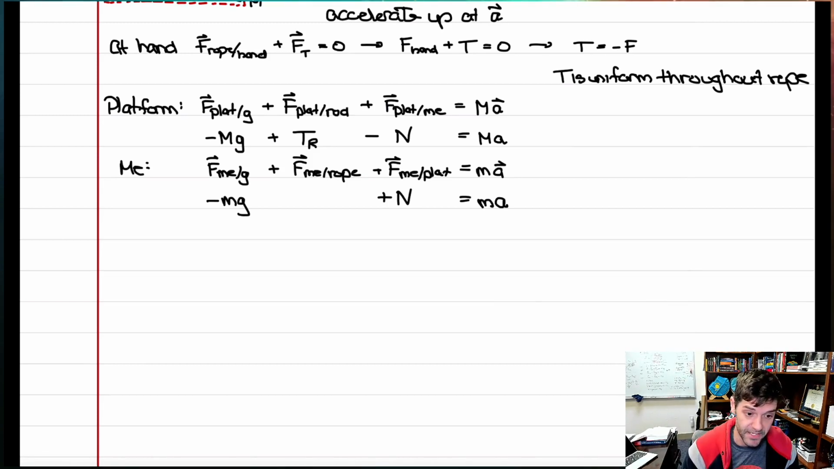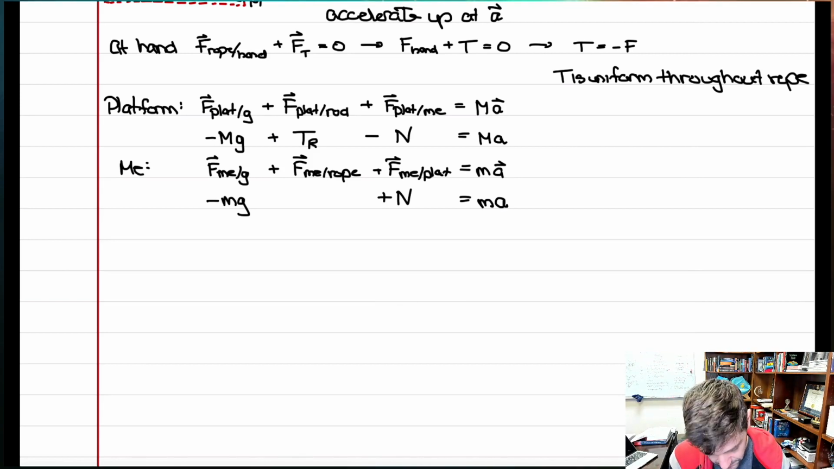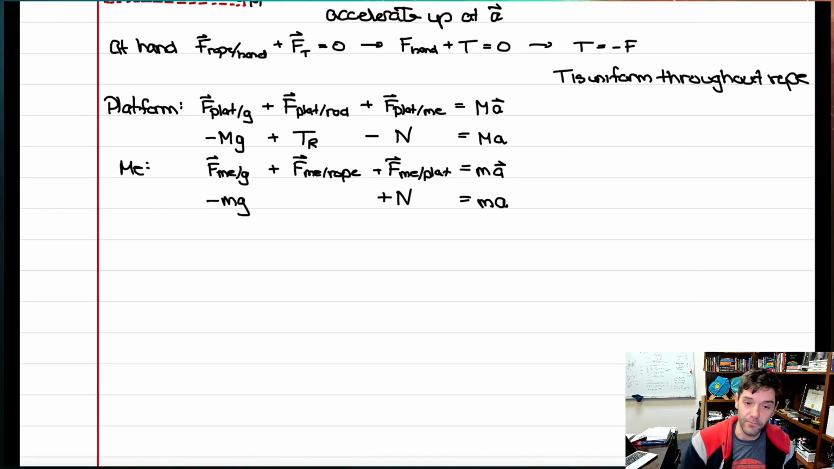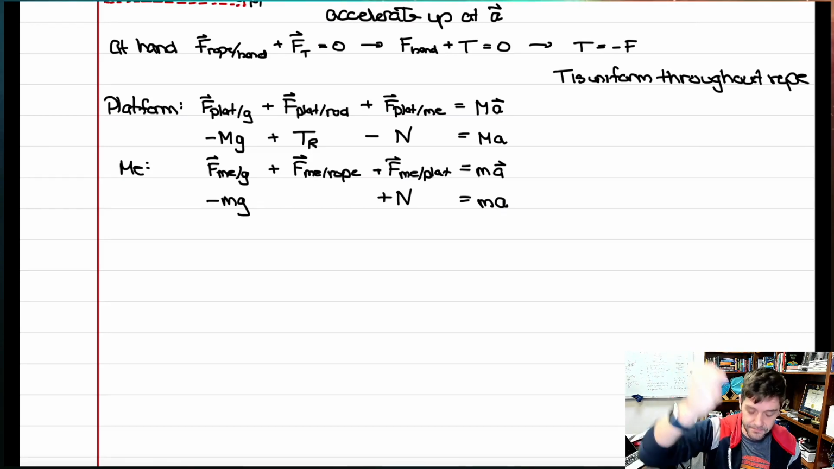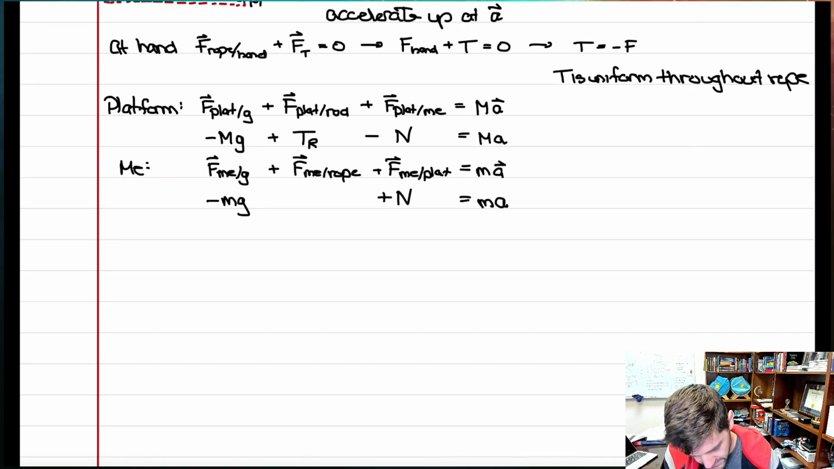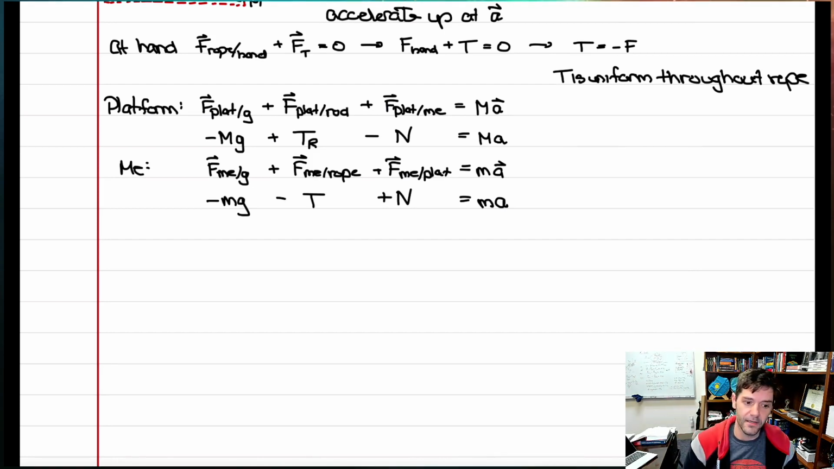I'm exerting a force on the platform as well as the platform exerting a force on me. And then there's on me from rope. And we said that I'm pulling up on the rope with a force F hand, and that created a tension in the rope T. So then on me from rope, that's the Newton's third law counterpart. The rope is exerting a force on my hand as a result.